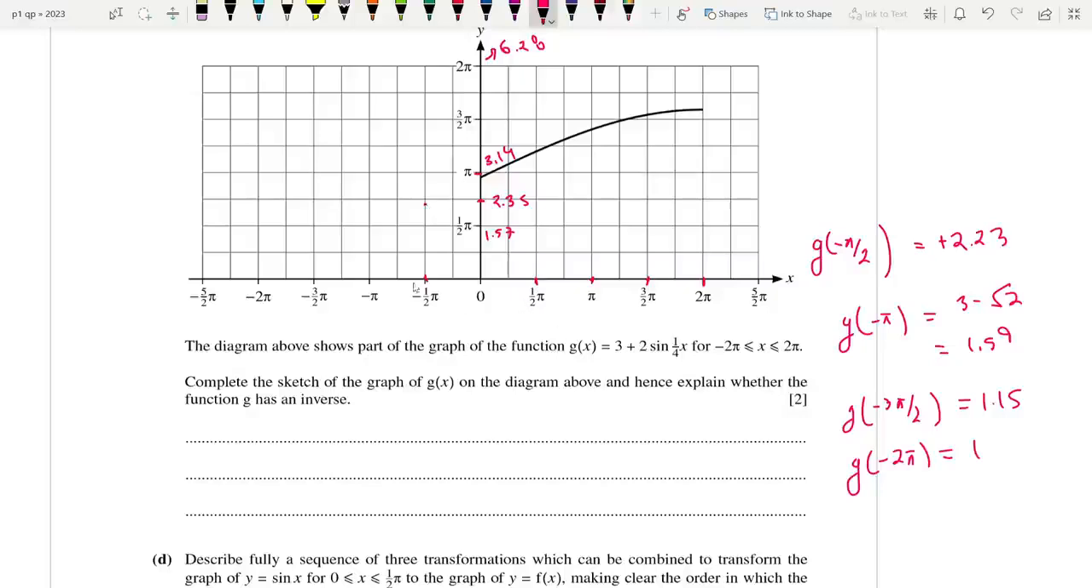Then 1.59 is just above 1.7. It should be over here. And what is pi by 4? Pi by 4 has a value of 0.79. This is 0.79. So at minus 3 pi by 2 should be at 1.5, 1.15, which is somewhere over here. And 1 is somewhere over here.